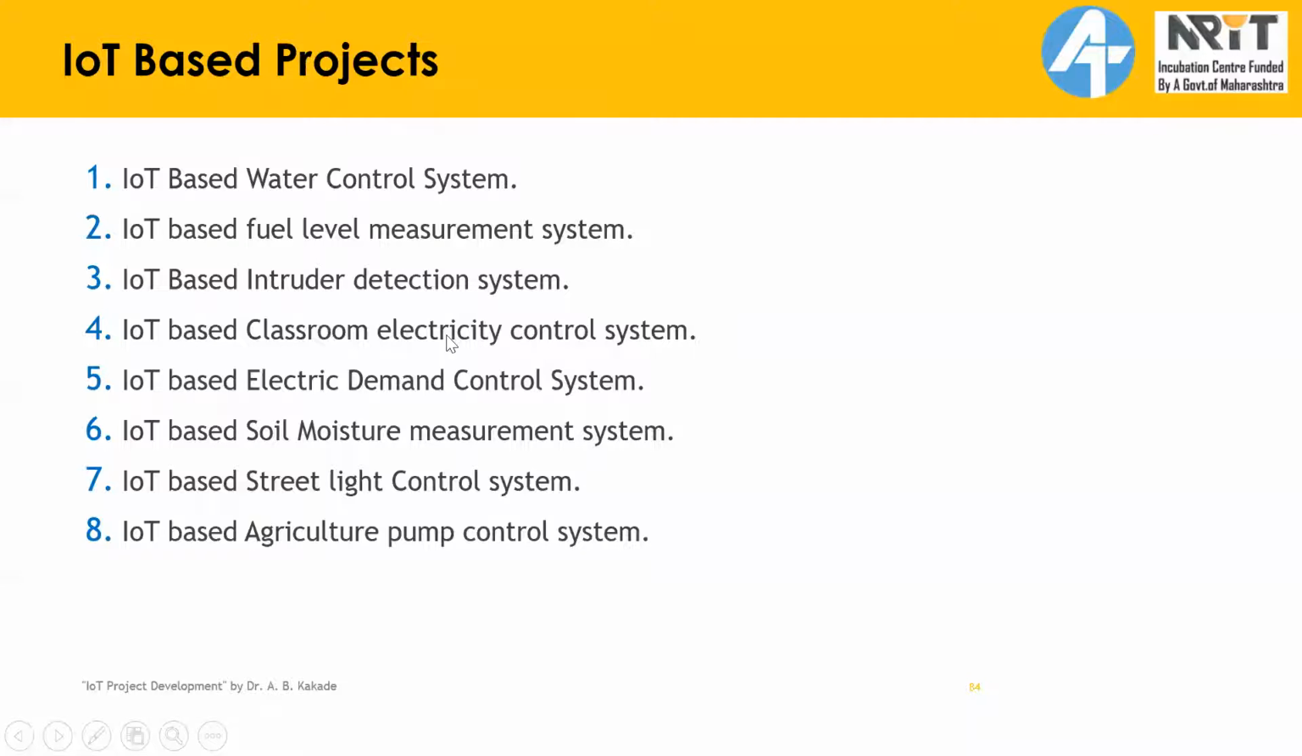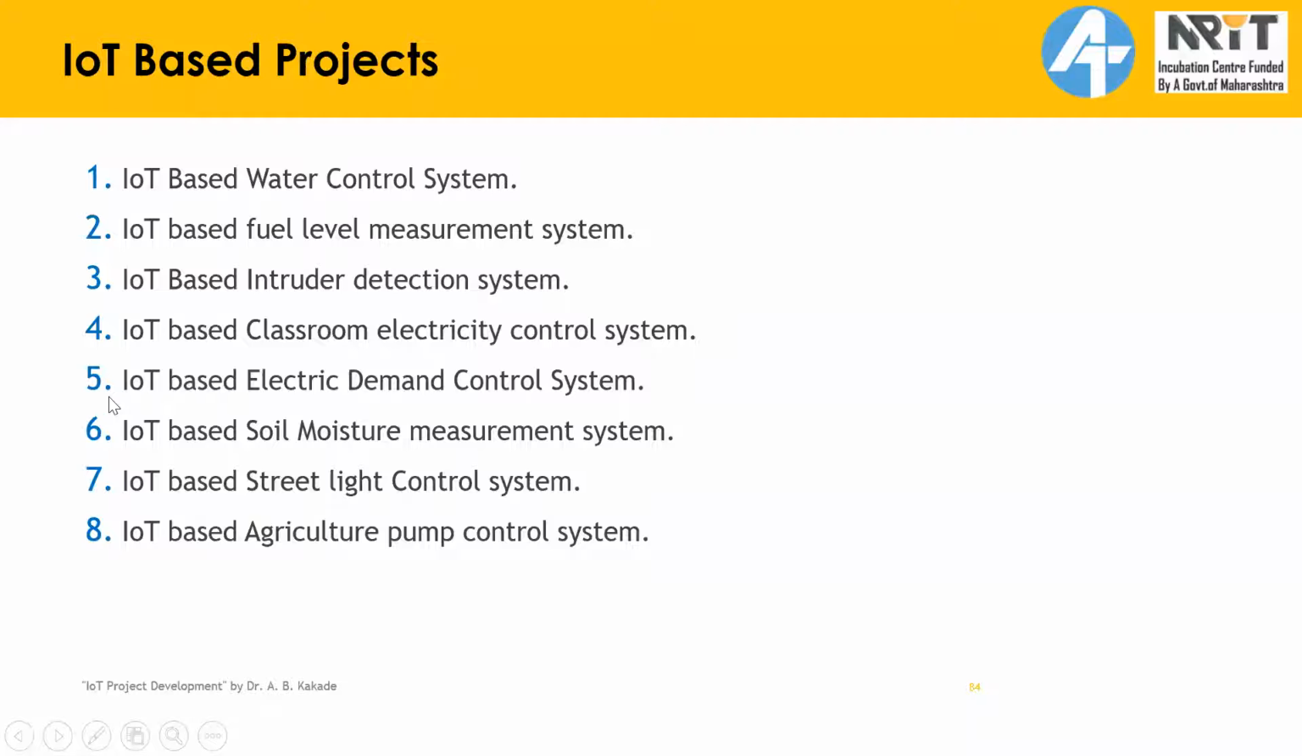Then another project is IoT based classroom electricity control system. In most of the colleges, what happens is that once college gets over, usually electrical appliances like tube lights or ceiling fans, they are not switched off. So they remain on unnecessarily. So through this system, centrally it is possible to switch off the electrical appliances in the classroom. So you can altogether switch off all the devices, or you can selectively control the individual ceiling fan and lighting devices. So that is up to you how to implement this project.